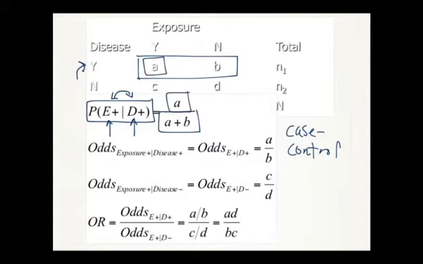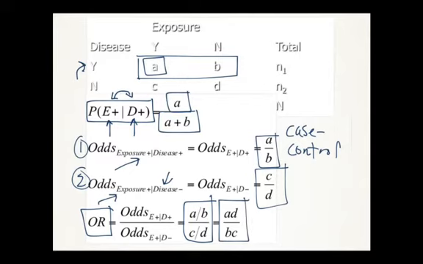Okay, then we get the odds again. We go through the same calculation we did before. The odds of exposure given disease is A over B. Then the odds of exposure given no disease is C over D. Now I have two odds, odds 1, odds 2. Then I can take their ratio, the odds ratio becomes AD over BC, which is our measure of the odds ratio.